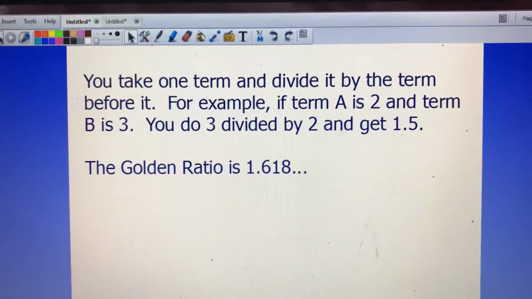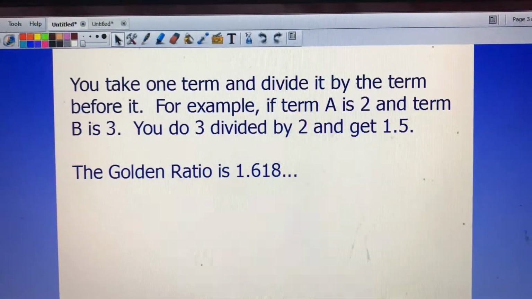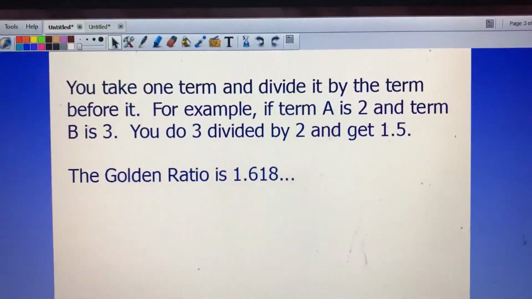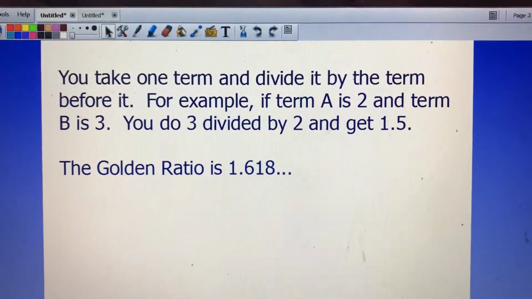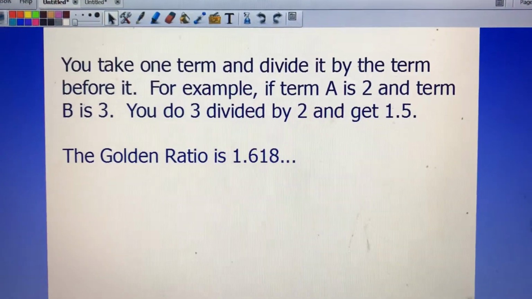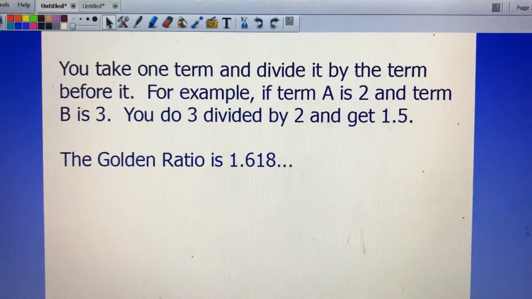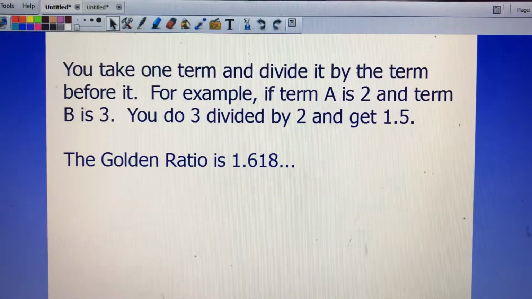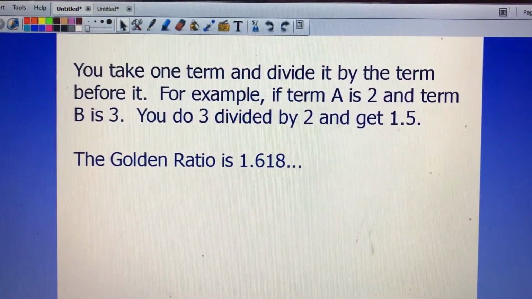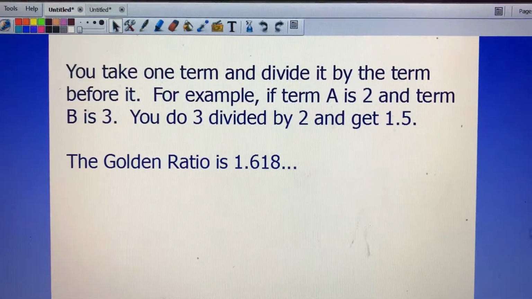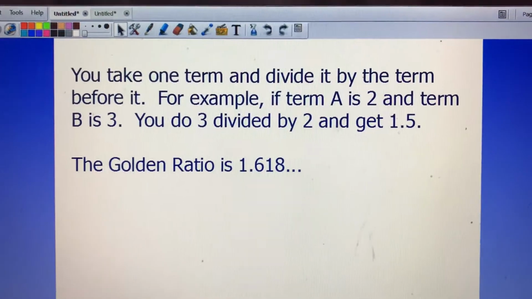So in my investigation, I found out that you can take one term and divide it by the term before it. For example, if term A is 2 and term B is 3, you do 3 divided by 2 and you get 1.5. And just to refresh your memory, the golden ratio is 1.618.